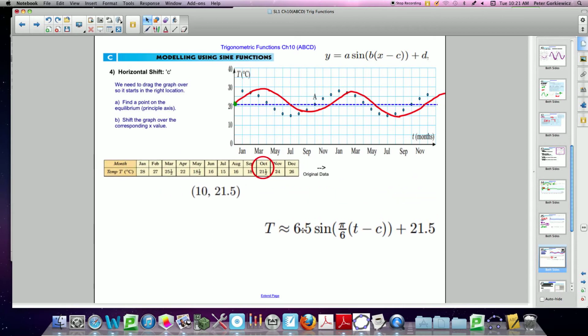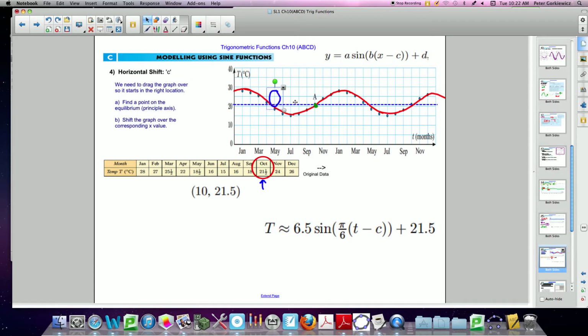I looked through my original data and found that in October I had a point on the equilibrium. So here's September, October. This point, point A, is right on the equilibrium. So one thing we could do is take this point that's supposed to be on the equilibrium, this green point, which I know starts on the equilibrium, and just grab that and drag it over to point A. Then we lock in, and we've got this all synced up.